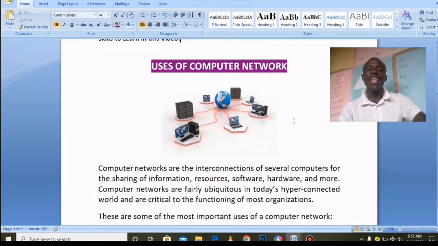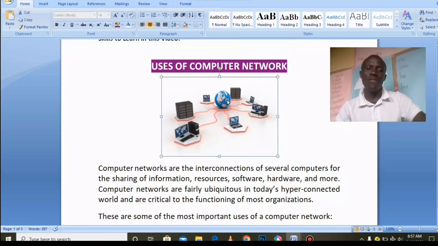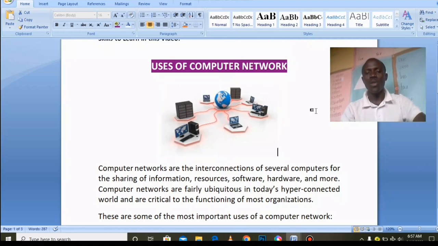Uses of computer networks. I think you can see this image here. You can see the image. We are having internet, and these computers are sharing a lot of information over the same network. We can see the cables, they have the databases, we have the computers here. So we are connected, we are having a network in between.